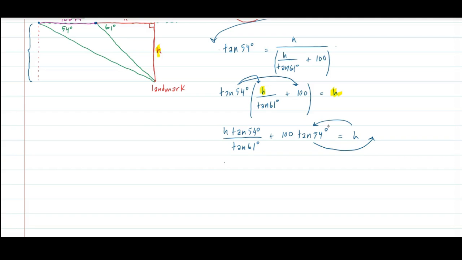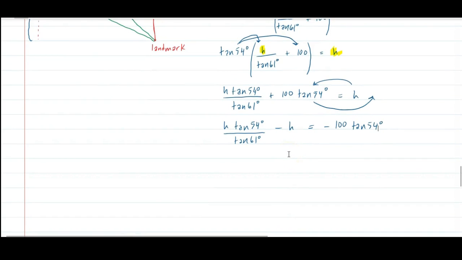So now you have h tan 54 degrees divided by tan 61 degrees. Now you're subtracting h over here, and this is equal to negative 100 tan 54 degrees. Okay, now this is really important. This is algebra for us. What do you do when you have two of the same variables, but you're trying to make one out of them? The answer is you factorize. Okay, so that step is very important, but then again, we have used that step many times in other contexts.